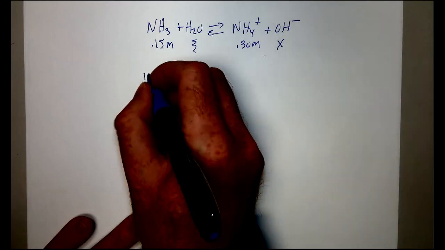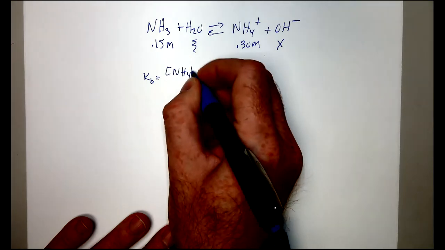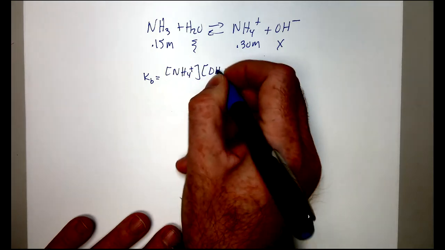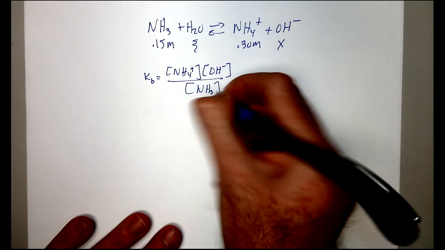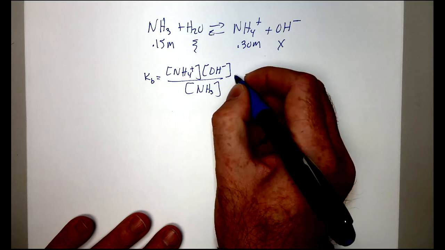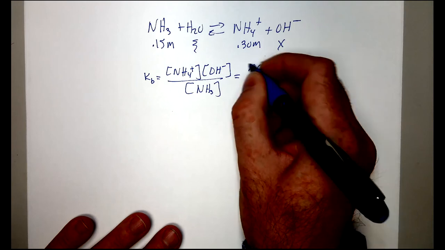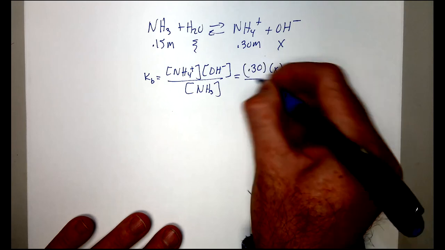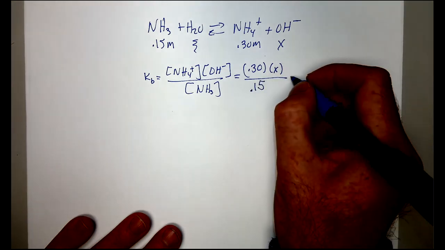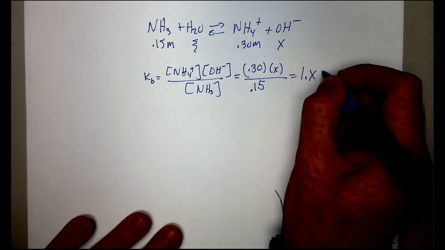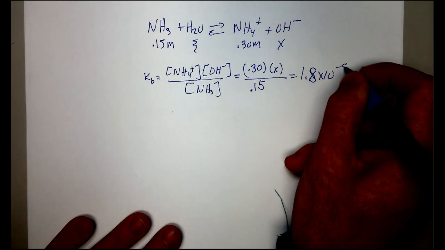So we're going to say Kb equals the concentration of ammonium times hydroxide over ammonia. And we're going to say that that's equal to 0.3 times X divided by 0.15 equals 1.8 times 10 to the negative fifth.